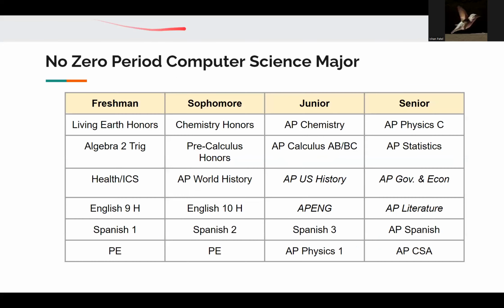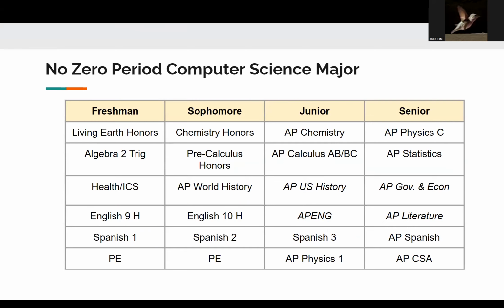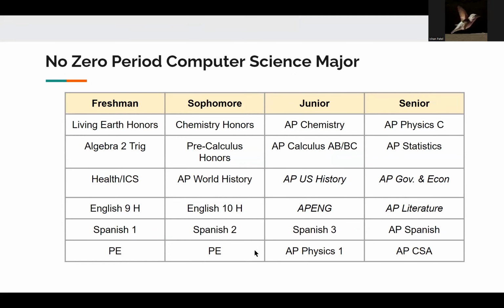Next slide, please. Okay, now we're going to go over some major-based pathways that you can take. Keep in mind, this is very specific to Fremont Unified. There are some commonalities with other districts, but if you are in an outside district, just take this as an example. This will probably not apply to your students.